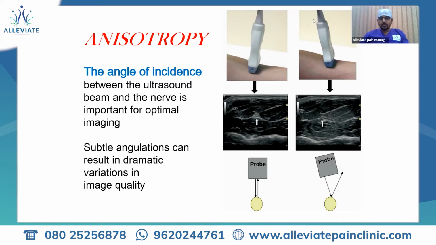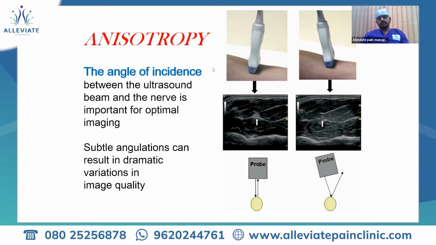Okay, so if you tilt, as is seen in this picture, what happens is the echoes which are coming back from the point of interest are not being captured by the probe. So it leads to a false sense of evaluation of that particular structure.